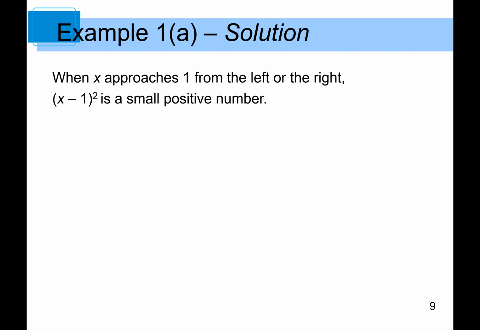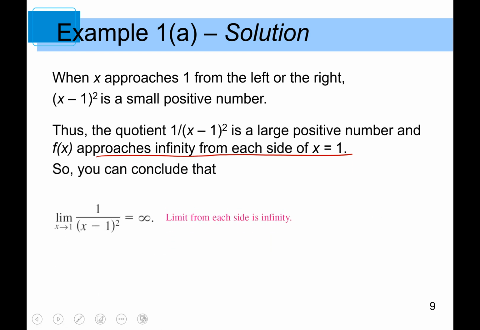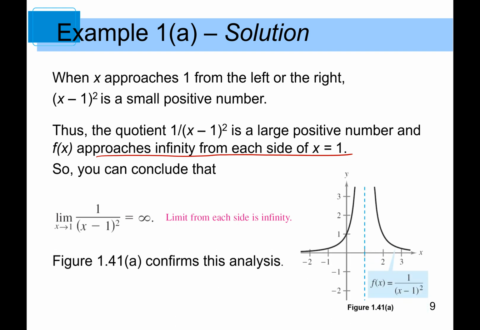Okay, so when x approaches 1 from the left and right, (x minus 1) squared is a small positive number. So the quotient 1 over (x minus 1) squared is a large positive number, and f of x approaches infinity from either side of x equals 1. So you can conclude that the limit of 1 over (x minus 1) squared as x approaches 1 is equal to infinity. And the graph confirms the analysis.